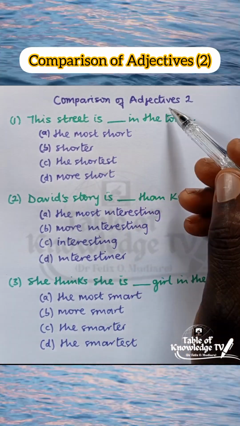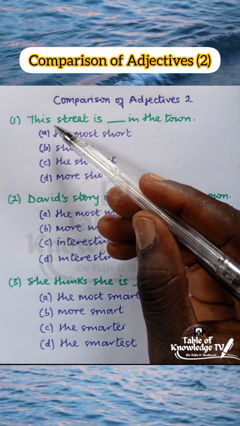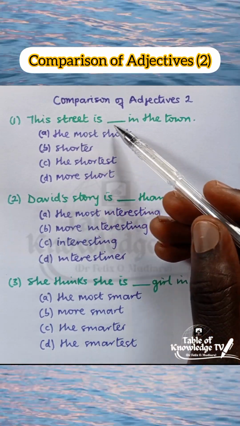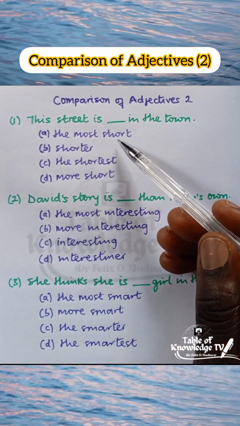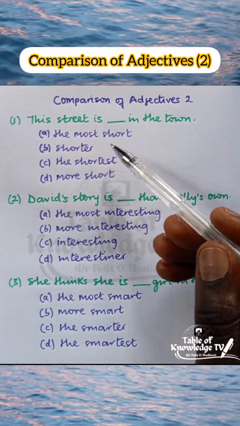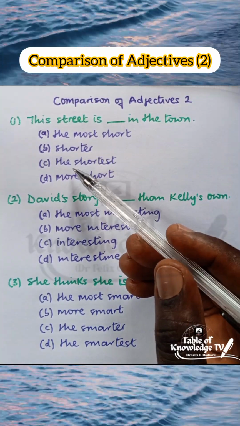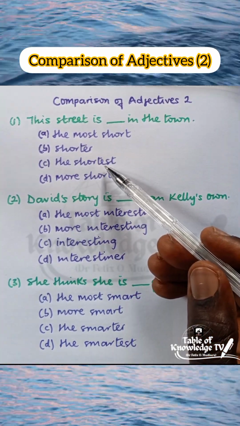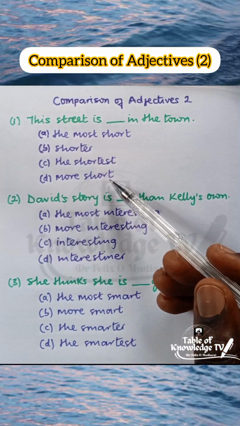Comparison of adjectives, part 2. Question 1. This street is blank in the town. A is the most short in the town. B is shorter in the town. C is the shortest in the town. D is more short in the town.